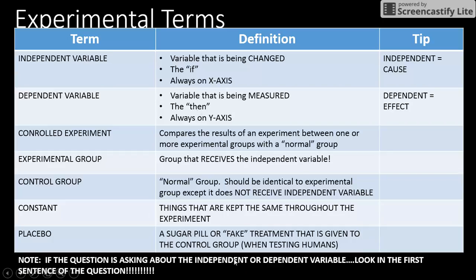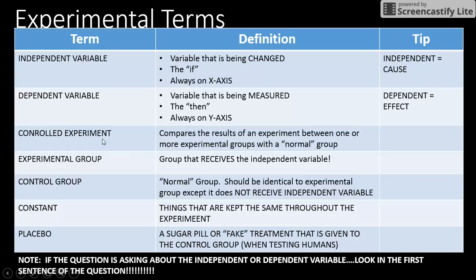If the question is asking about independent or dependent variable, look in the first sentence of the question. That's where you're going to find your answer. So our independent variable is what is being changed. This is the cause. Dependent variable is what is being measured. This is the effect.